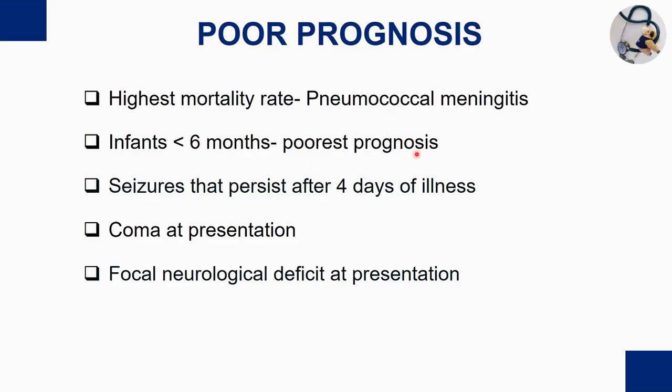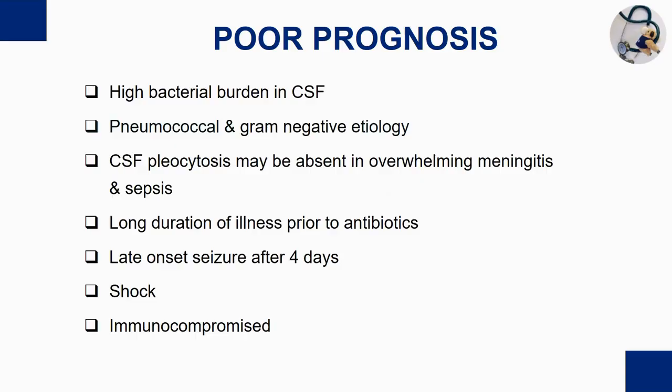Now the conditions indicating poor prognosis. The highest mortality rate is seen in meningococcal meningitis, and prognosis is poor if the baby or the child is less than 6 months. Seizure persisting after 4 days of illness, coma at presentation, focal neurological deficit at presentation, high bacterial burden in CSF is poor prognosis. Pneumococcal or gram-negative pathogens are bad. CSF pleocytosis may be absent in overwhelming meningitis and sepsis.